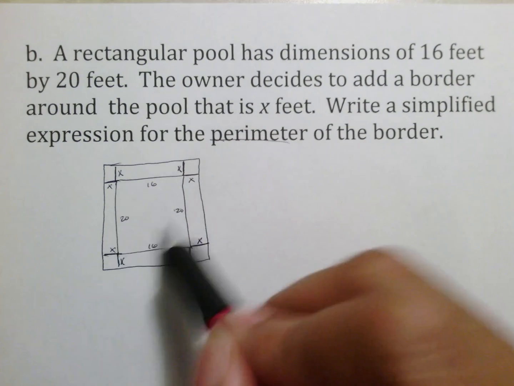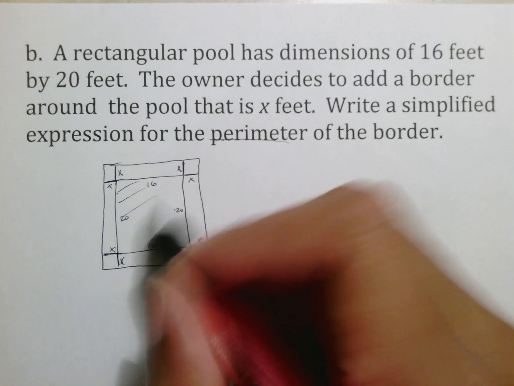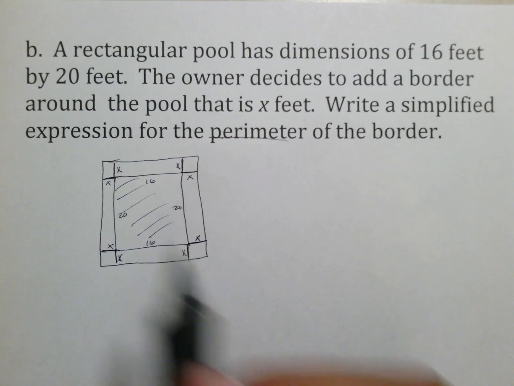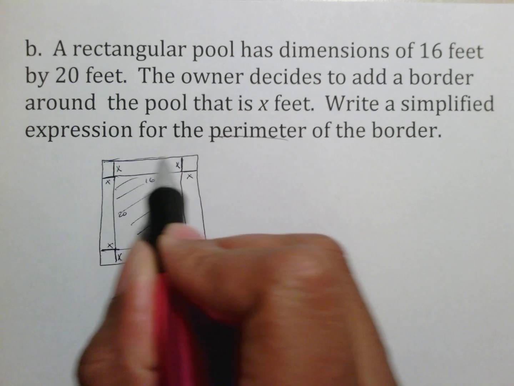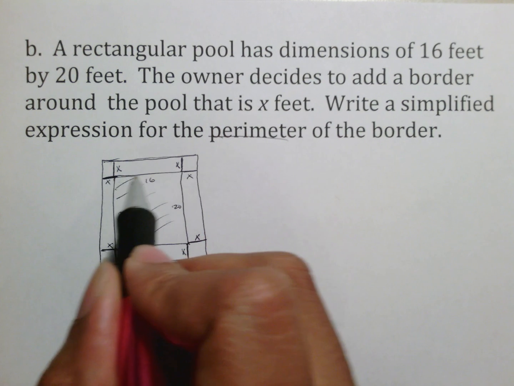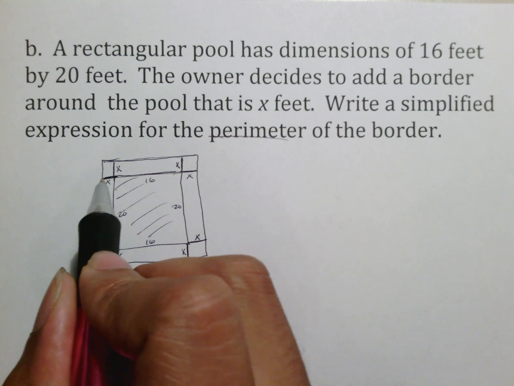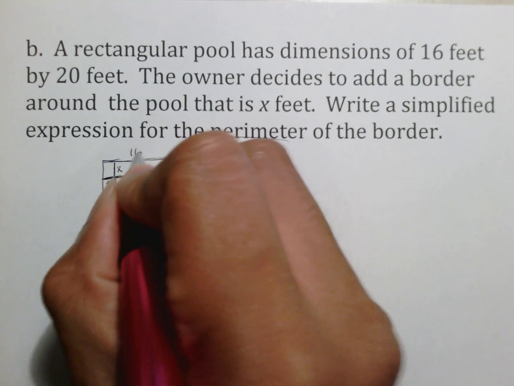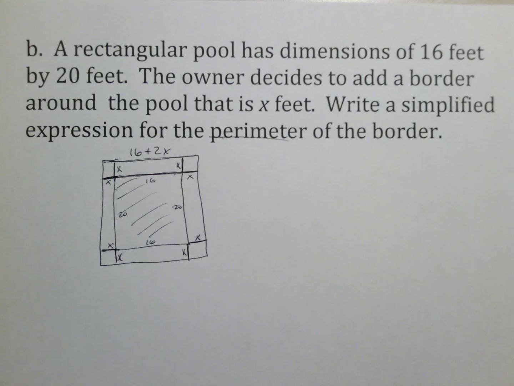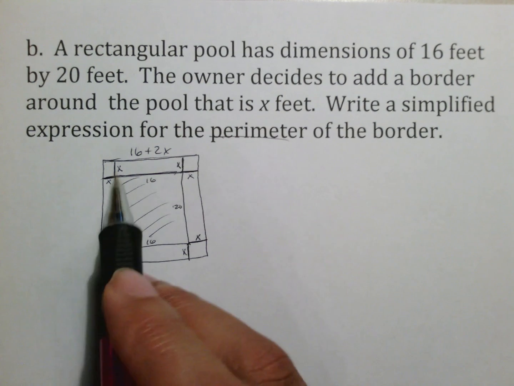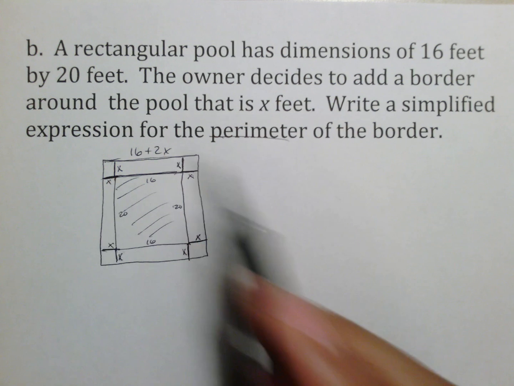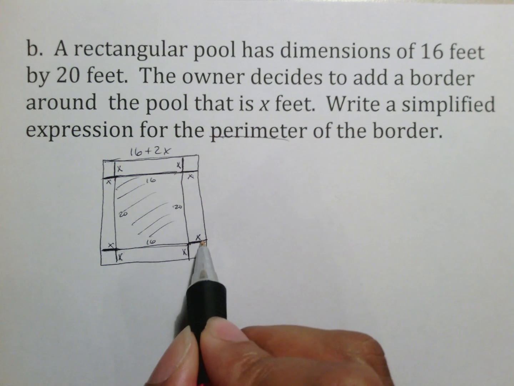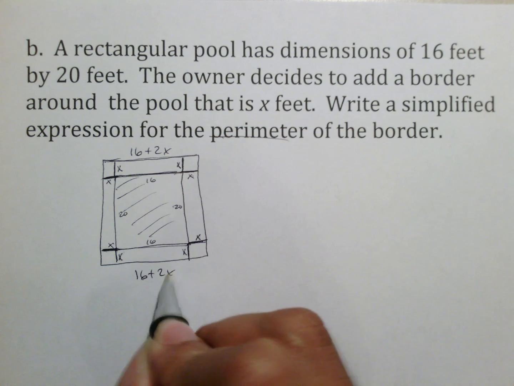Now, in terms of it, this is your pool, but the border that goes around the pool is what we're looking at. And so when you go to look at the distance of this whole thing, you are looking at x plus 16 plus x, which would be 16 plus 2x going across. That's our new distance. Again, 16 is here, plus an x on each side makes 2x. Should be the same thing down here, x plus 16 plus x, which is again 16 plus 2x.